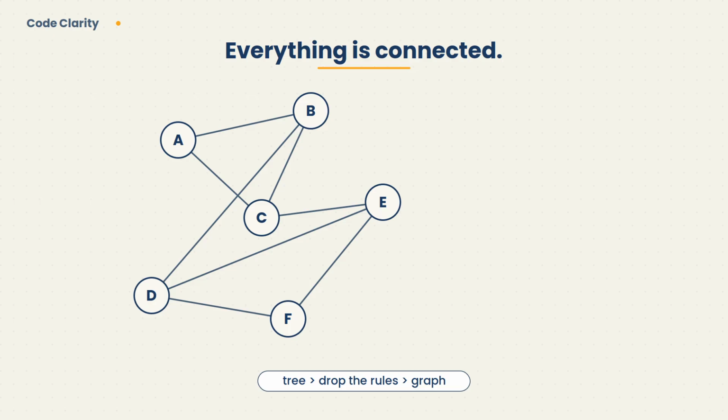The catch? With connections going every which way, just visiting everything suddenly needs care. In this video, we'll store a graph, walk it two different ways, and find the shortest path through it, reusing the priority queue from last time.